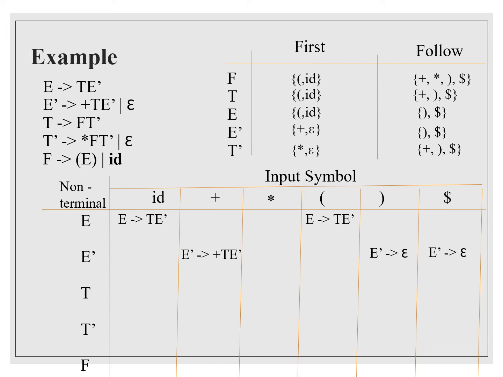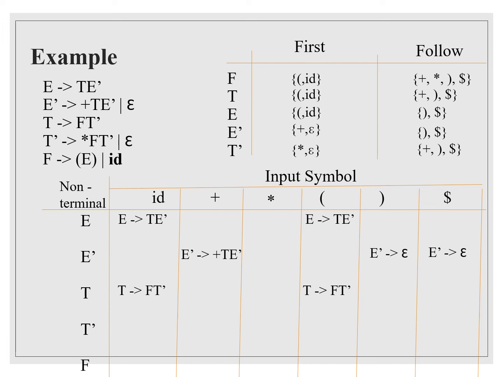Open bracket, comma, ID. Okay, right. What about T dash? The first of the right hand side includes star as well as epsilon. So the first alternative can be placed in the star column entry. And the second alternative, that is T dash derives epsilon, where we have to add the follow of T dash, which is plus, closing bracket, dollar.